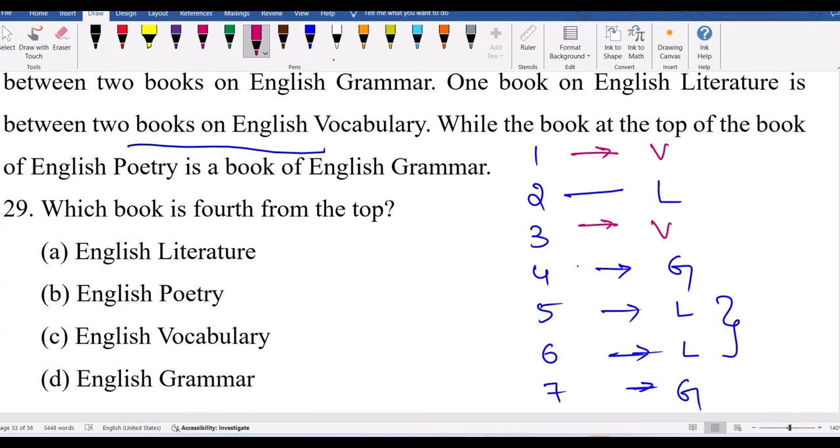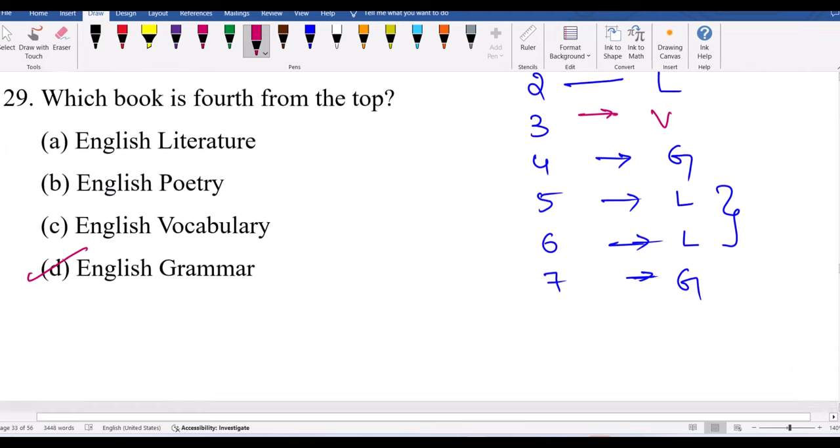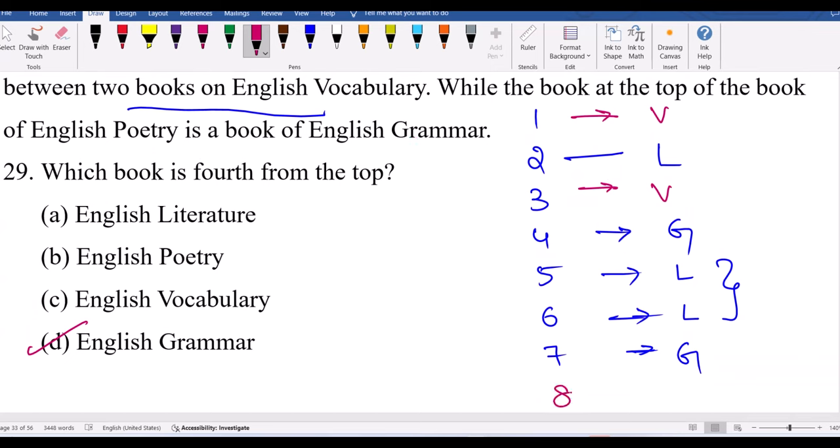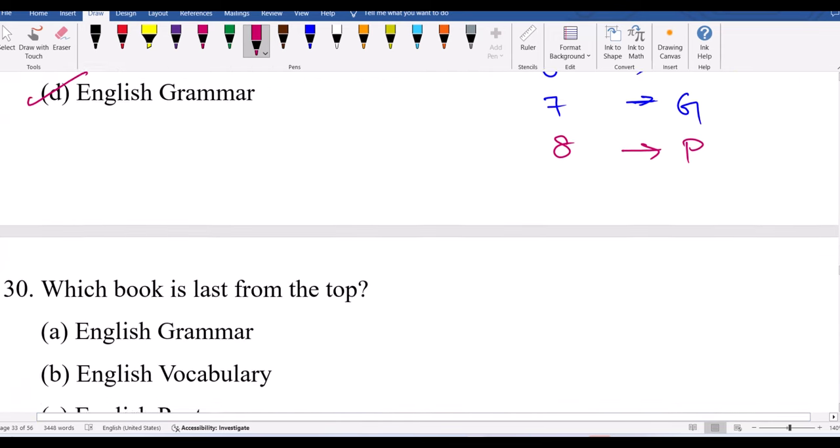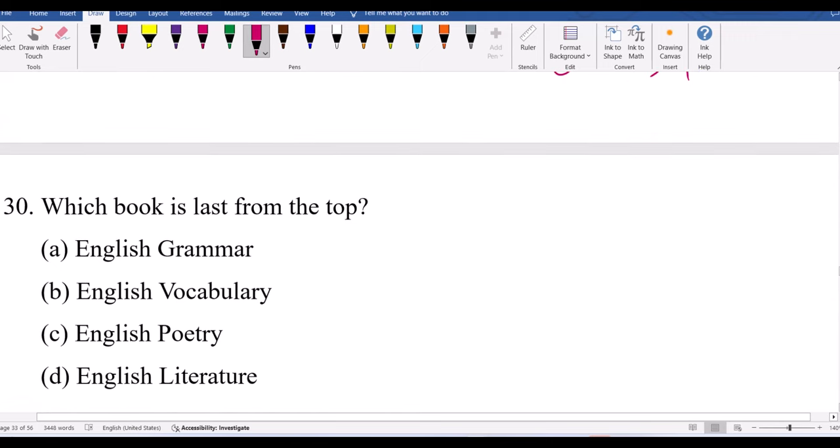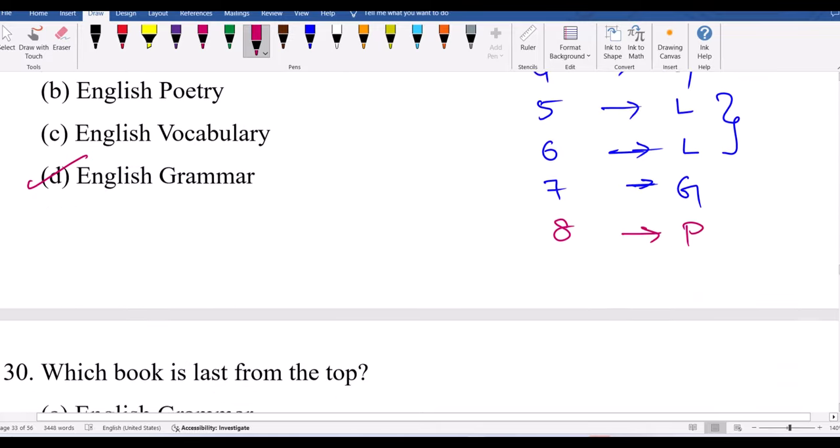Okay, now the question: fourth from the top, grammar. Next, there is one more: the book at the top of the book of poetry is grammar. Grammar above, poetry below. So eighth will be poetry. We have eight books, poetry above grammar. So the top of poetry is grammar. Grammar is just above poetry. That's what. So fourth from the top is grammar, and last from the top is nothing but poetry.